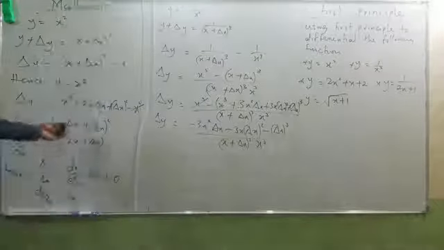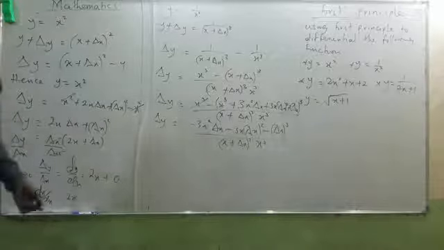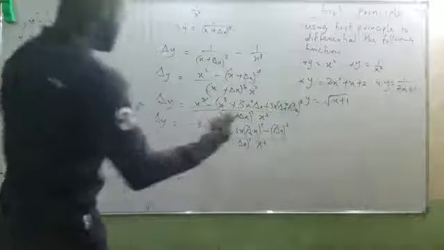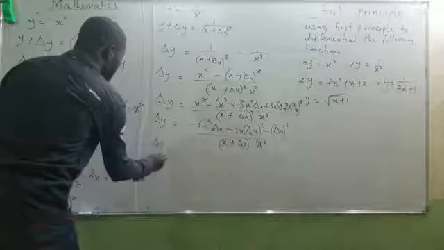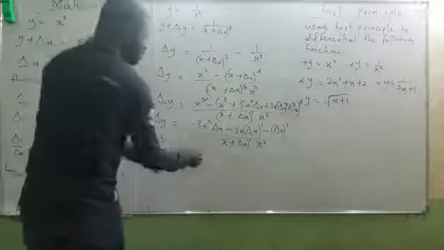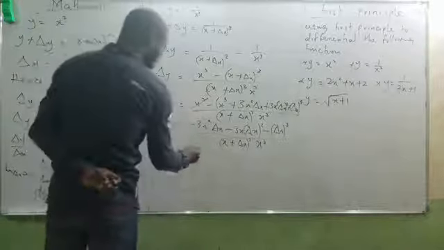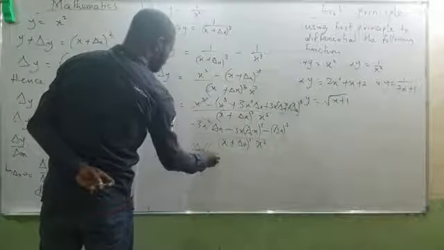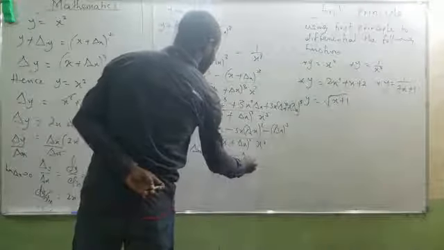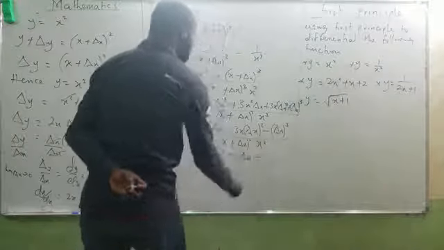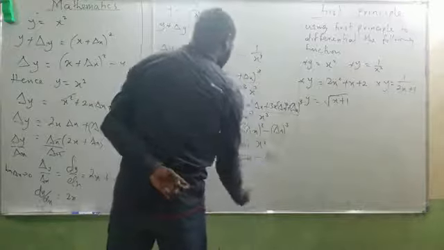Now, can you see, I'm just trying to work around my fraction. Now, with this, I can say that delta y equals, if I should factor something out, I'll be having delta x, bracket of minus 3x squared, minus 3x delta x, minus delta x squared.